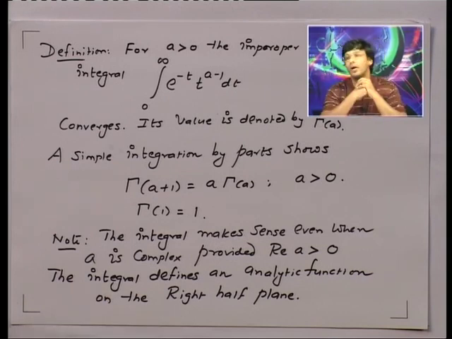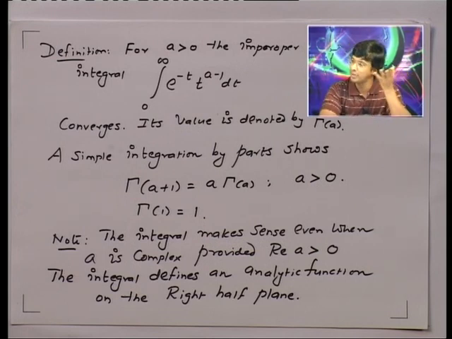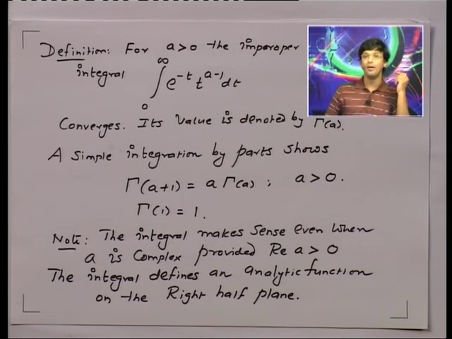And so if I take the absolute value, what is the absolute value of e to the power z when z is a complex number? It is e to the power x, correct? The absolute value of e to the power z is e to the power real part of z. So likewise, the absolute value of t to the power a minus 1 will be t to the power real part of a minus 1. So the integral will converge if a is in the right half plane. If a is in the right half plane, the integral will still converge, and it will define an analytic function. So the integral defines an analytic function on the right half plane.